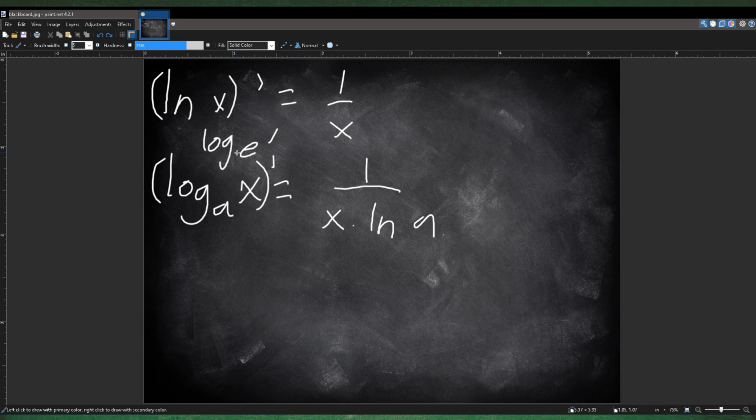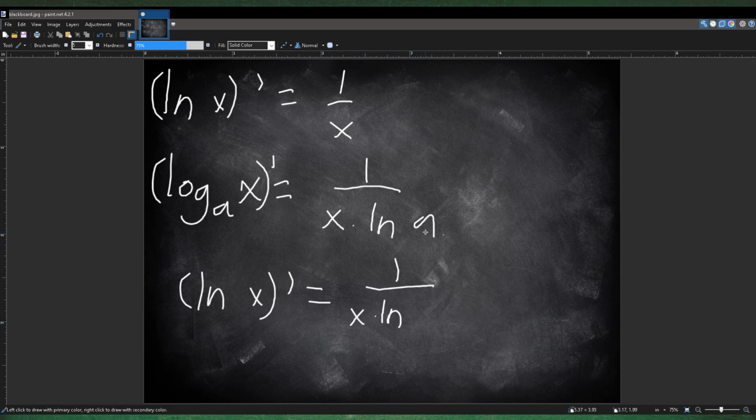Because log base e would just be natural log. So that's just basically the definition for ln. So if a is equal to e, then log base e, which is ln of x, the derivative is equal to 1 over x, you don't change anything about that, times ln of a, where a was e. So ln of e is just 1. So this is just 1 over x, which is what we proved up here.